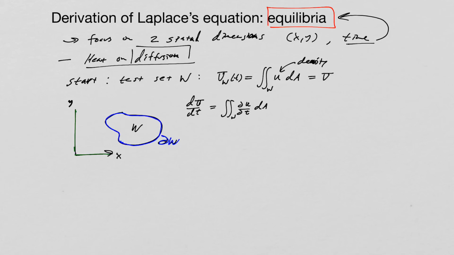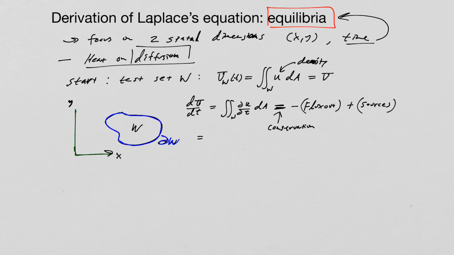We can now take the time derivative, and we know from conservation that this has to equal the negative flux out plus any sources. Okay, so let's talk about what those terms are.